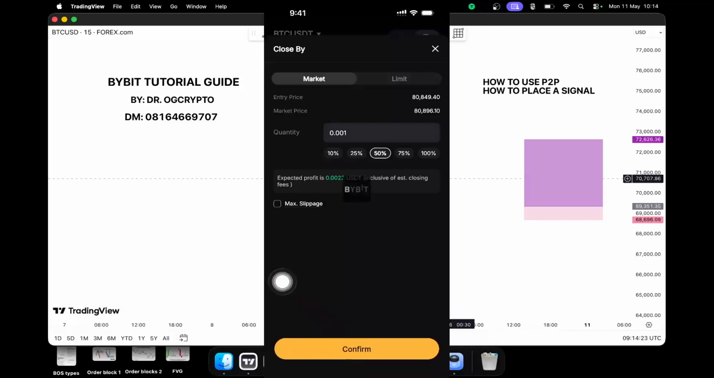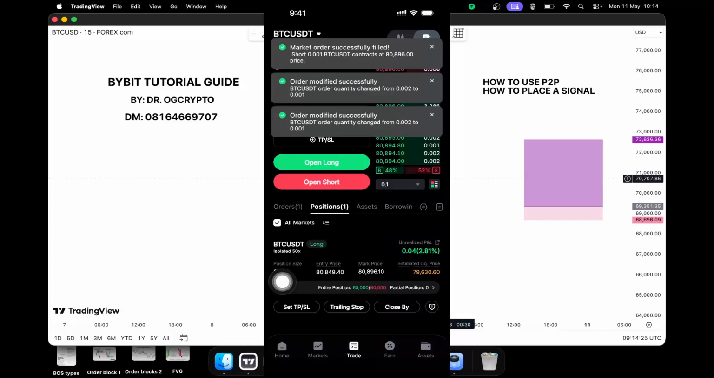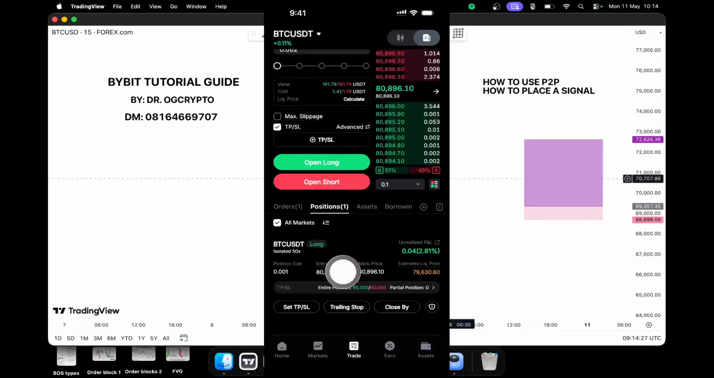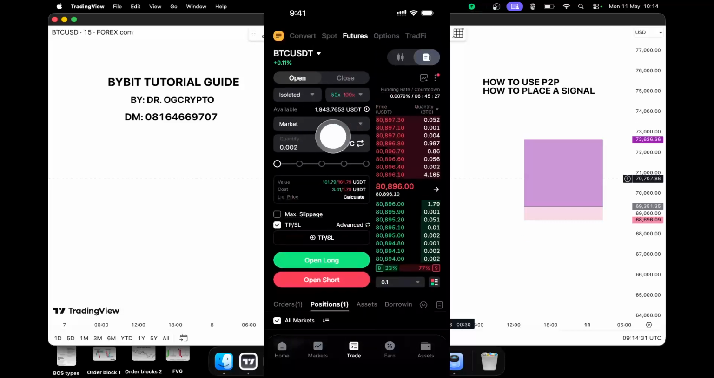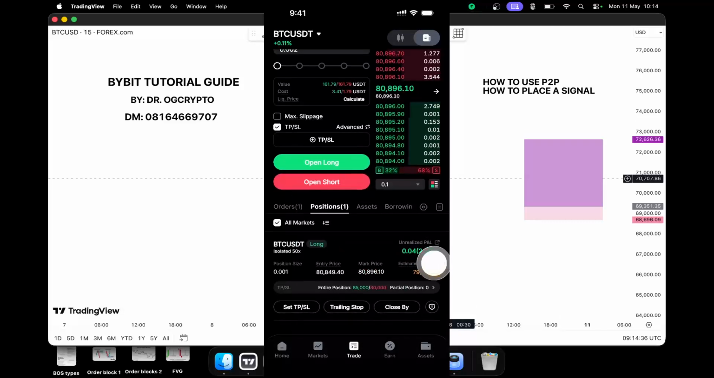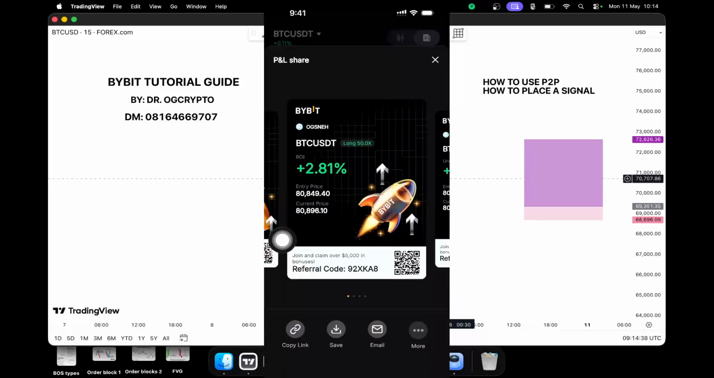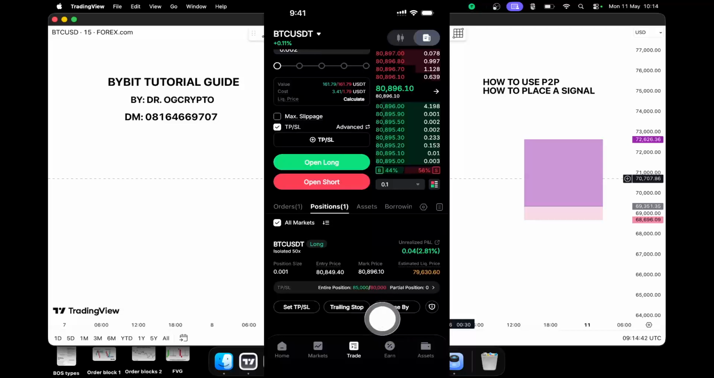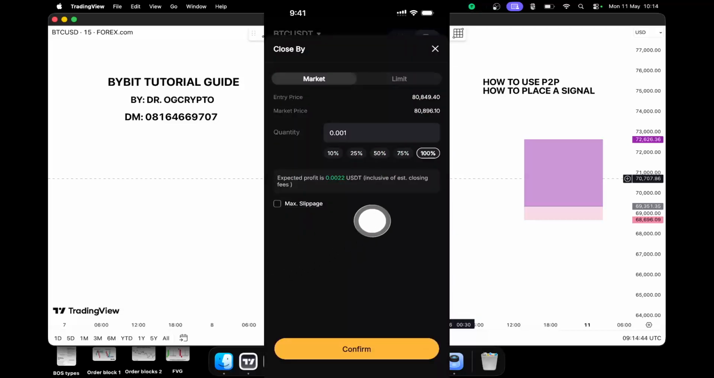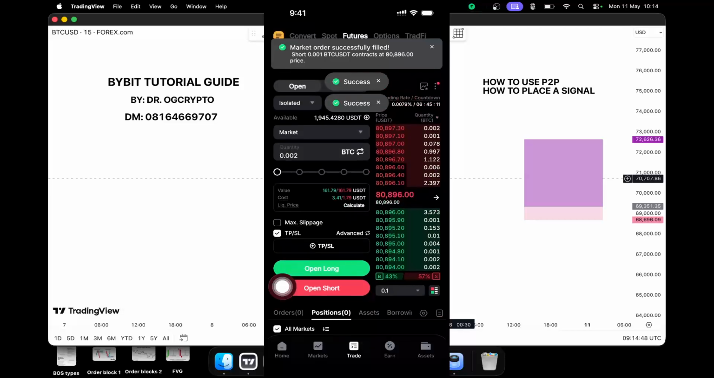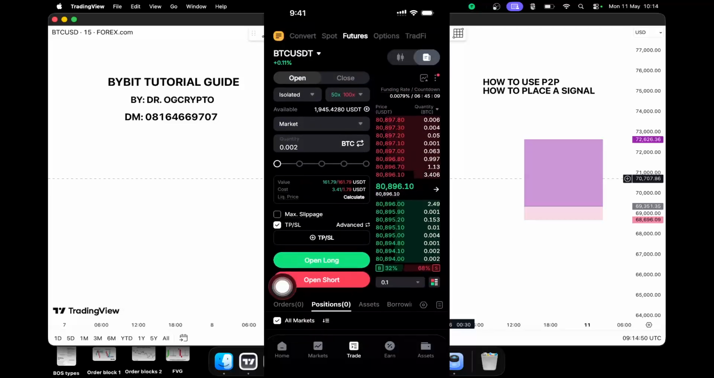So click on confirm. If I click on confirm, you see it has already closed half of my trade for me. It will add that balance to my money. If you notice, this is not the money that was there before. You understand? So see that I've made 2%. So if I want to close the trade completely, just click on close by. It's already on 100%. Then click on confirm. So it has closed everything for you. So that is that about that.